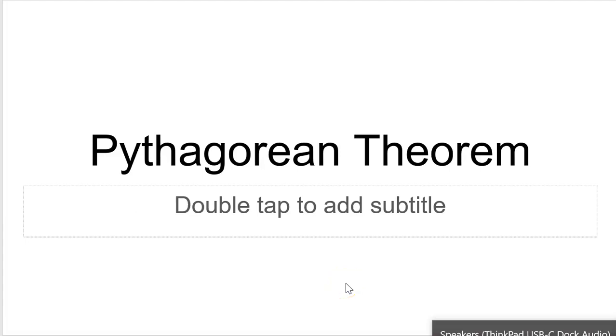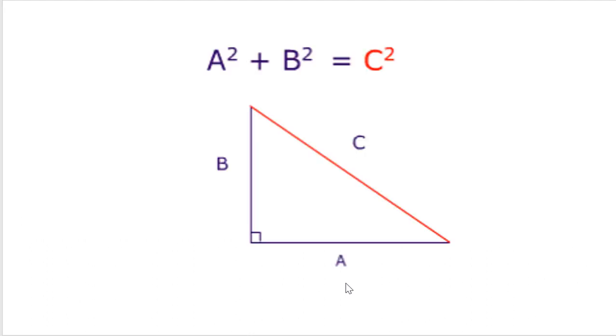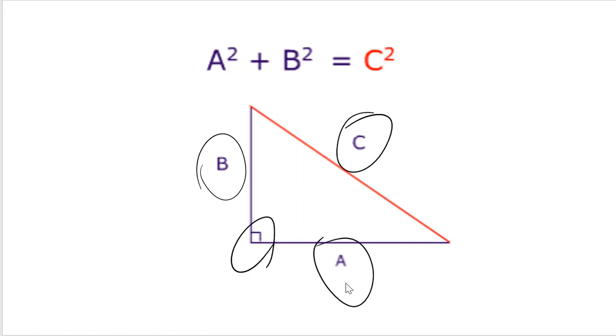Alright guys, we're going to go over the Pythagorean theorem in this video. So first off, the Pythagorean theorem, pretty simple. A squared plus b squared equals c squared. Note that a and b will always be by your right angle. Those are the two lines. And c is what we call the hypotenuse.